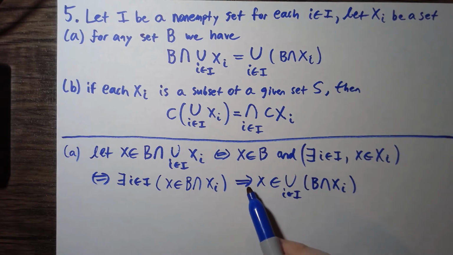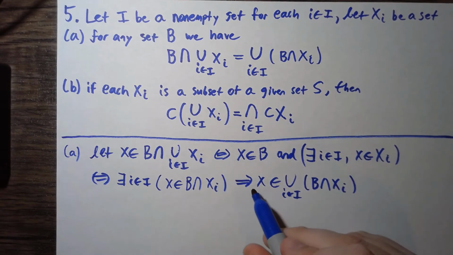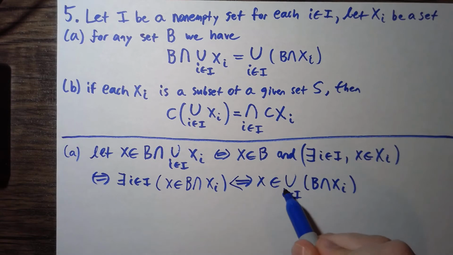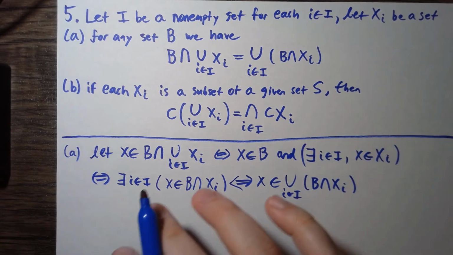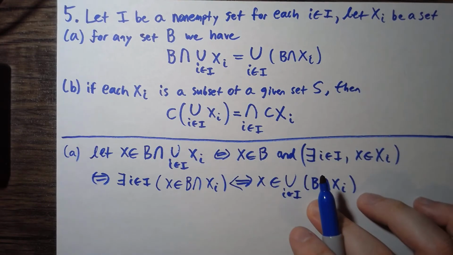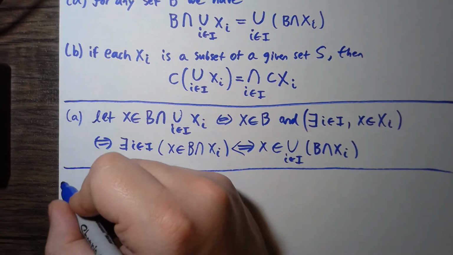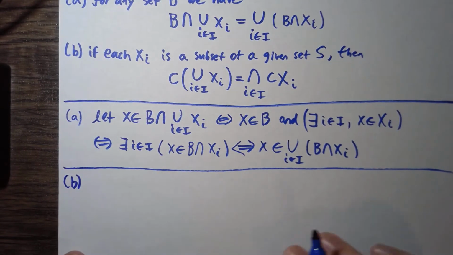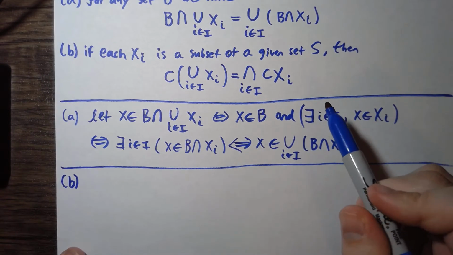But can we go the other way? Yes, we can, because if x is in this union, then there exists some i where x is in B intersect x sub i, so you can go the other way. And so that's how you do this first one, and you get that equality. So that's part A. And then part B has to do with complements, namely the complement of the union is the intersection.